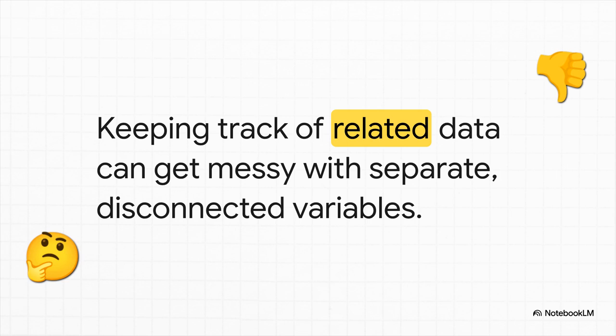using objects. You'd probably end up with a bunch of separate, totally disconnected variables like these. One for the name, another for the age, another for the city. I mean, it kind of works, but everything is just floating around. It's messy, and it is super easy to lose track of what belongs to who.